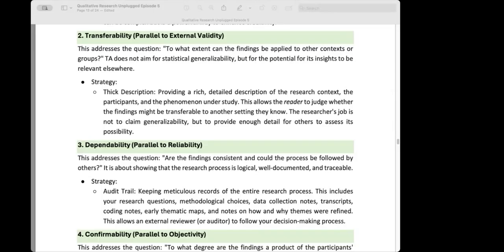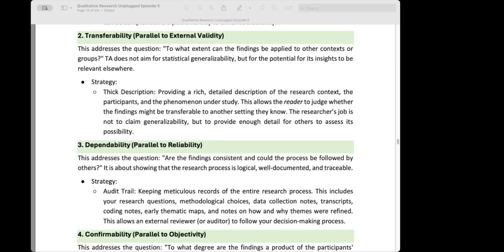Your job as the researcher isn't to claim generalizability, but to provide enough rich contextual detail for others to assess its possibility for themselves. You enable transferability judgments by others through your detailed reporting. Provide the details so others can judge relevance. Got it. Next. 3. Dependability, which parallels reliability.